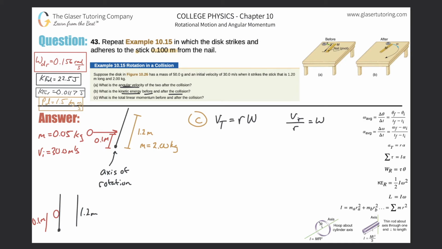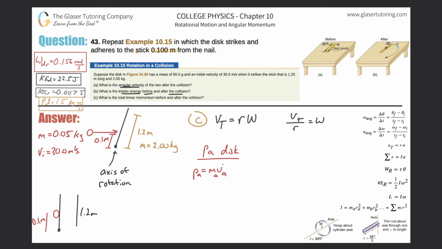So let's talk about the momentum after for the disk first. Okay, so momentum is simple, right? I mean, momentum is mv. So the momentum after for the disk would be equal to the mass of the disk, which is the same as before, multiplied by the velocity after. This is the linear velocity, okay? Not the angular velocity. So that's the big hint.